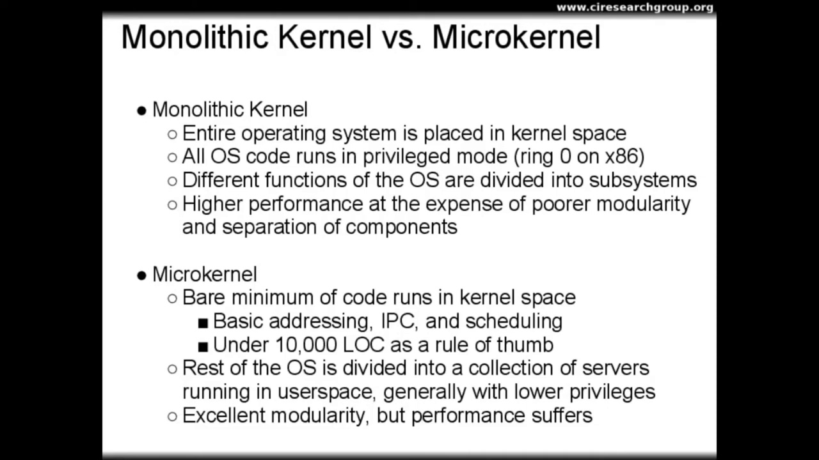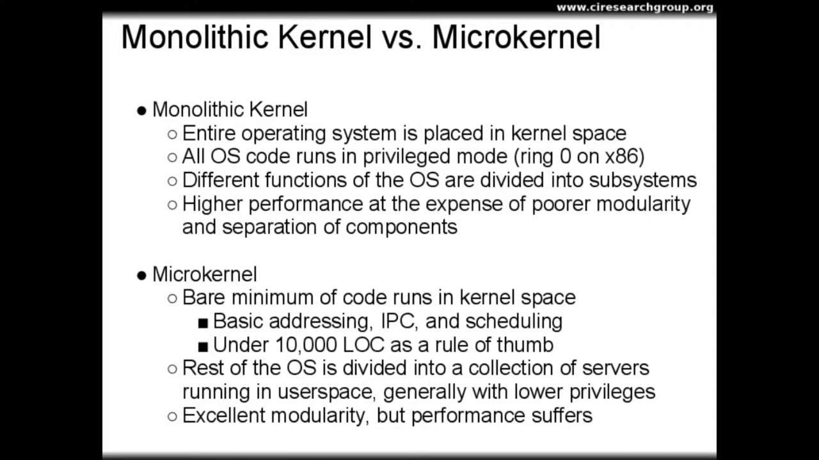The opposite of this, the RC4000 style kernel, is what we now call a microkernel. A microkernel basically contains the bare minimum of code that's necessary in order to implement basic addressing, inter-process communications, and scheduling. This basic amount of code runs in kernel space, and everything else runs in user space, often with lower privileges. As a general rule of thumb, microkernels contain less than 10,000 lines of code.